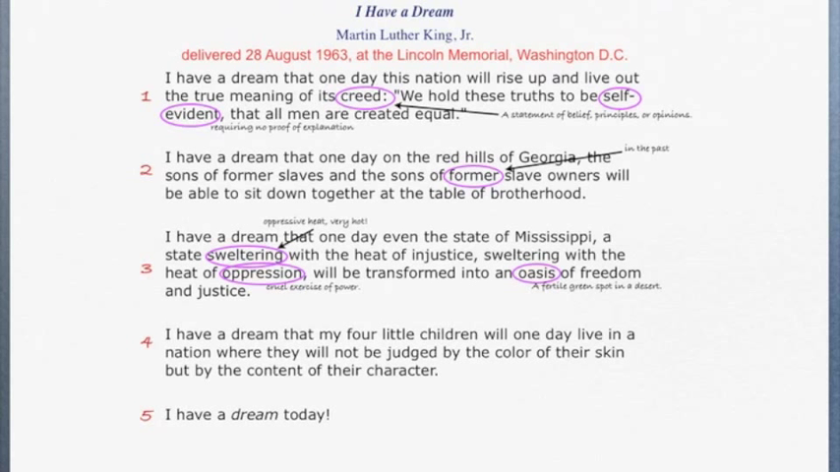Okay, and then let's look at the fourth stanza. I have a dream that my 4 little children will one day live in a nation where they will not be judged by the color of their skin, but by the content of their character. I have a dream today. That's 4 and 5. And in class, we all understood all of those words.